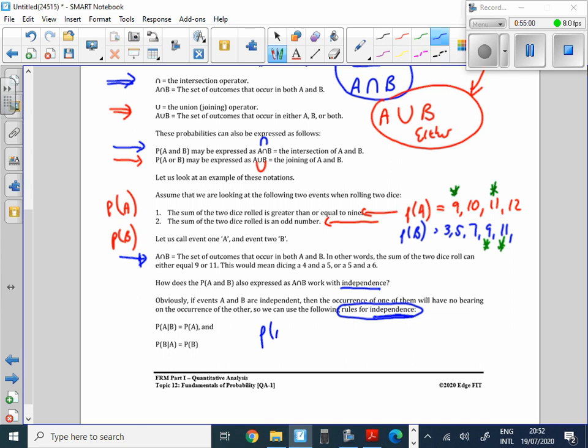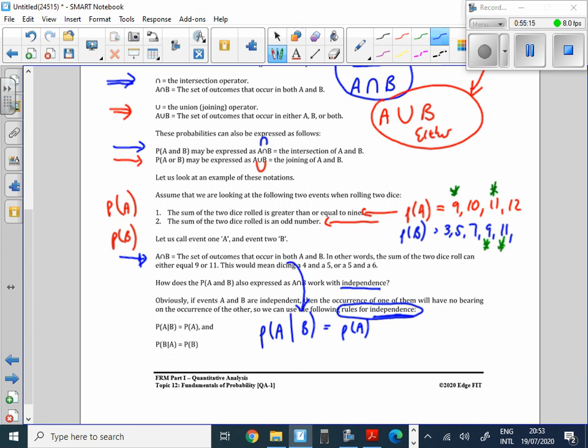So the probability of A happening given that, and we're seeing something new over here, the straight line means given that B happens, is exactly the same thing as the probability of A happening. And why is that?